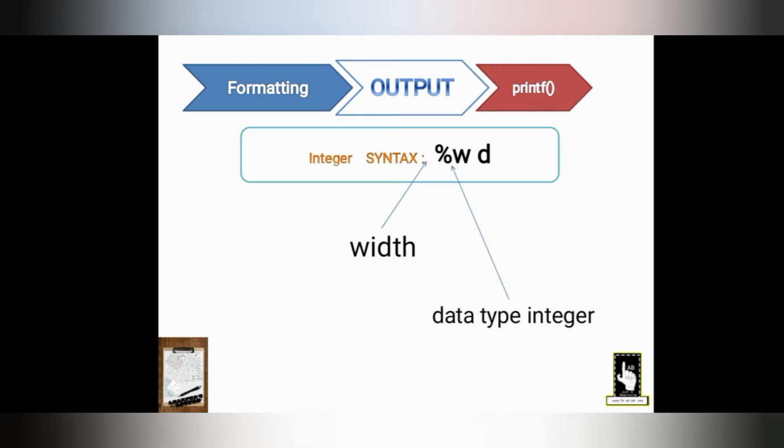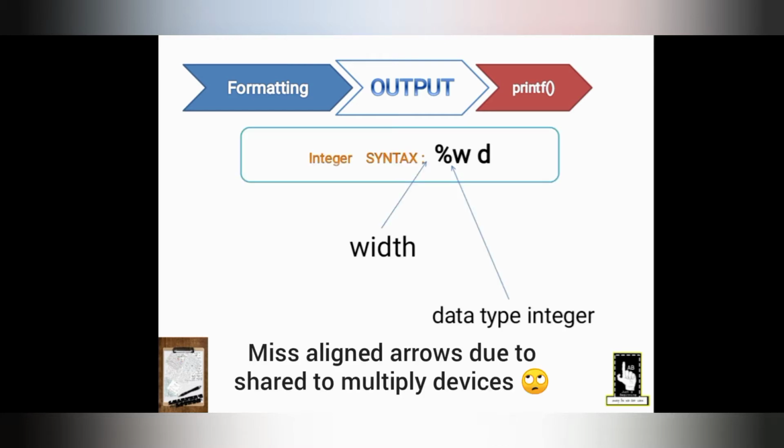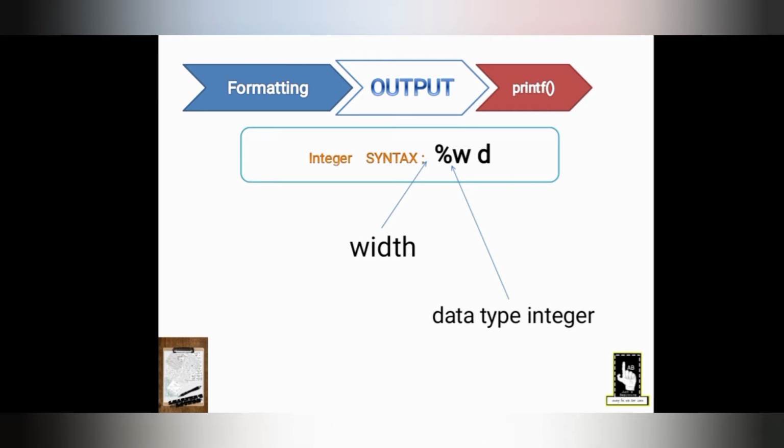For integers, the syntax is %wd. As we already said, w specifies the width of the characters that will be displayed on the output screen. That is the function of printf. We already know and have seen that. There are some variations in %wd as well.